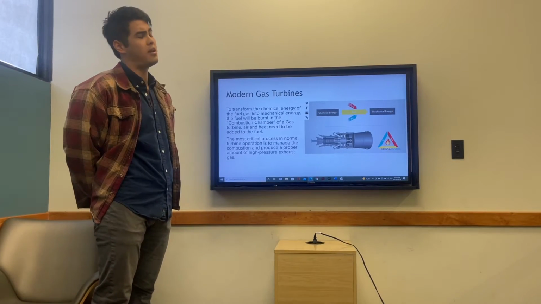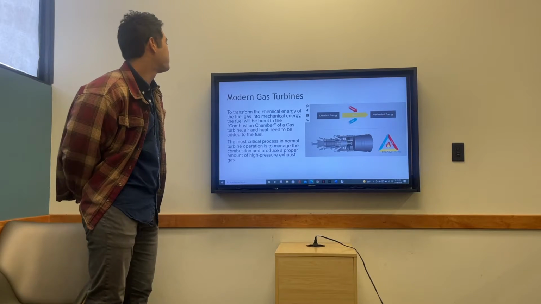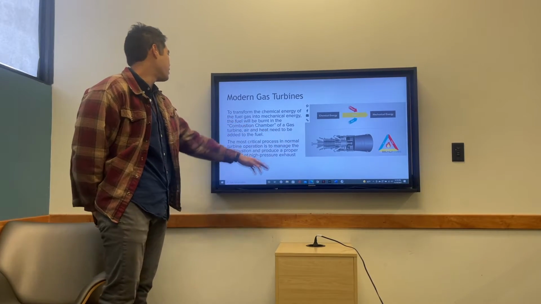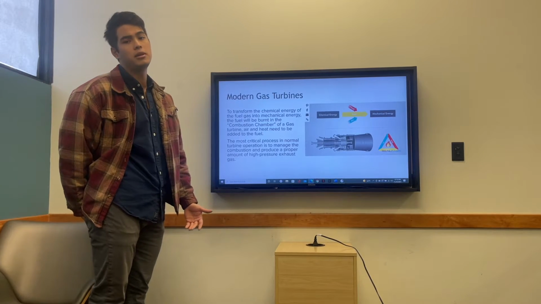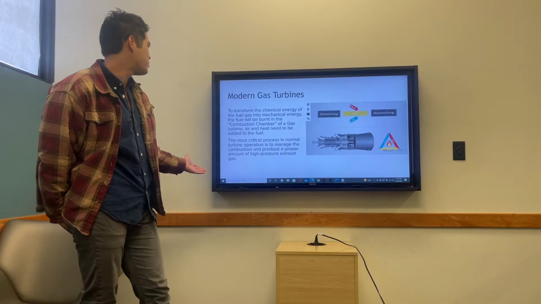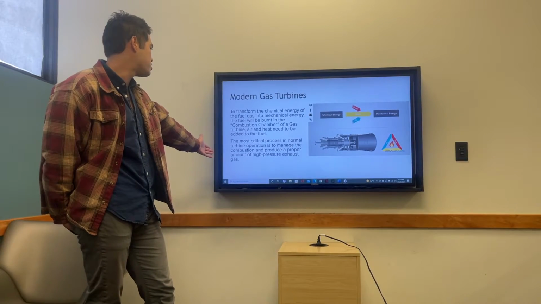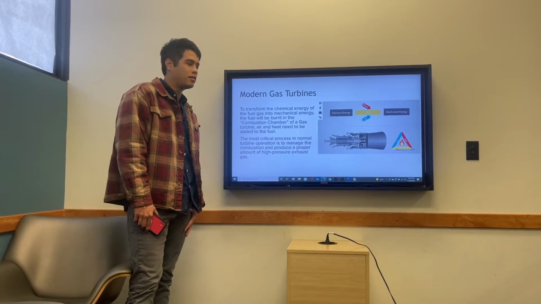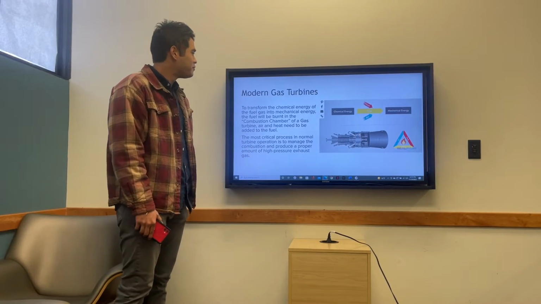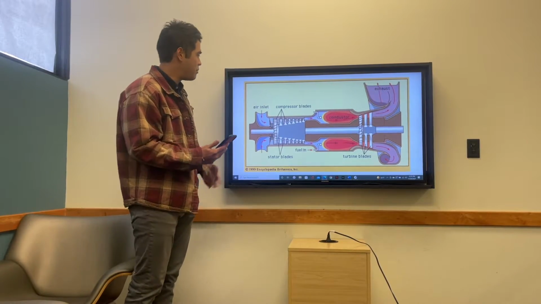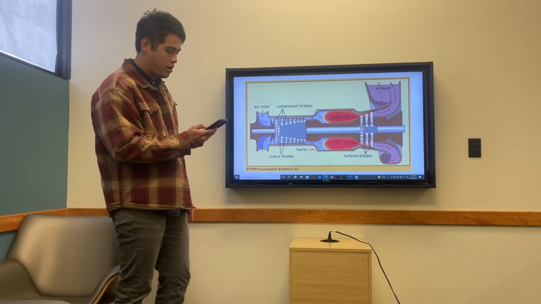So to transform chemical energy into mechanical energy, we burn the fuel gas in the combustion chamber of a gas turbine, and air and heat are going to be needed to be added to the fuel. The most critical process in normal turbine operation is to manage the combustion and produce a proper amount of pressure exhaust gas. Getting the balance is quite important. So I have a little image here of a cross section of a turbine.